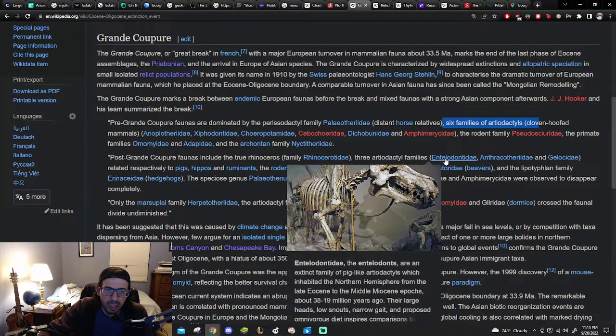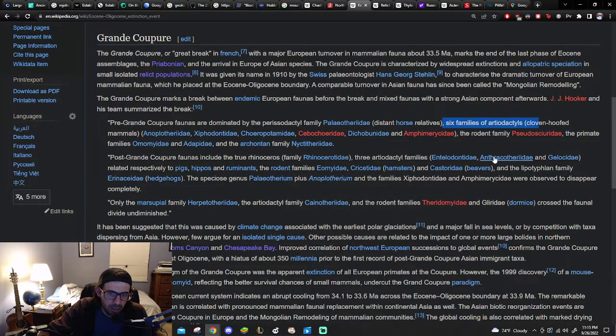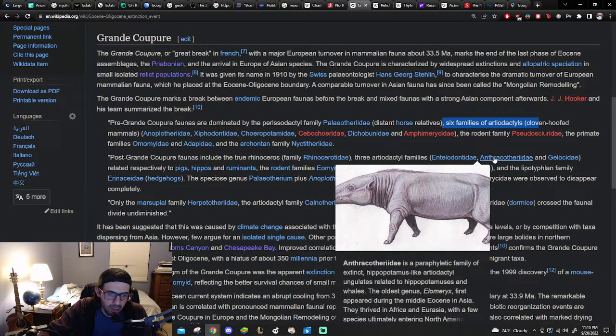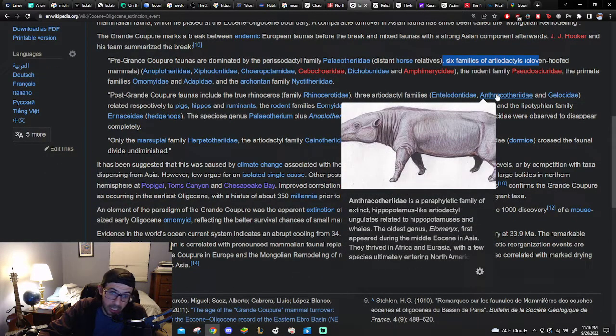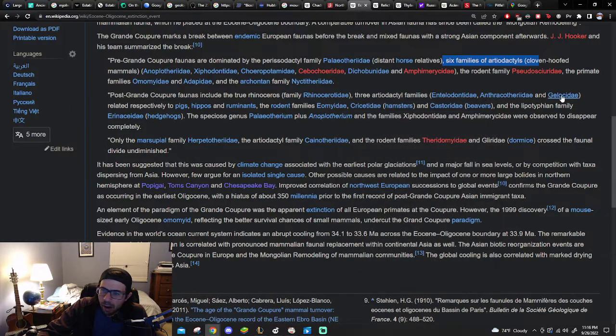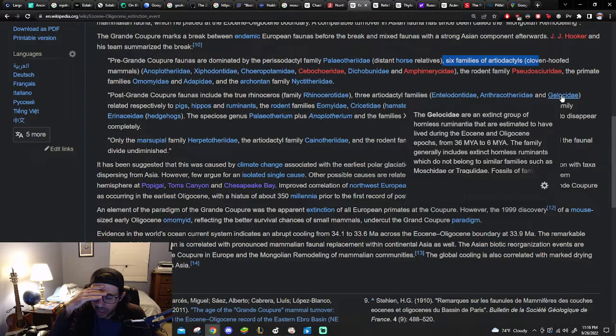Three or two of these are the extinct family of pig-like... 38 to 19. There's a lot of shit going on, dudes. Oh my god, is it possible to account for all this? I mean, I figured it would have to.